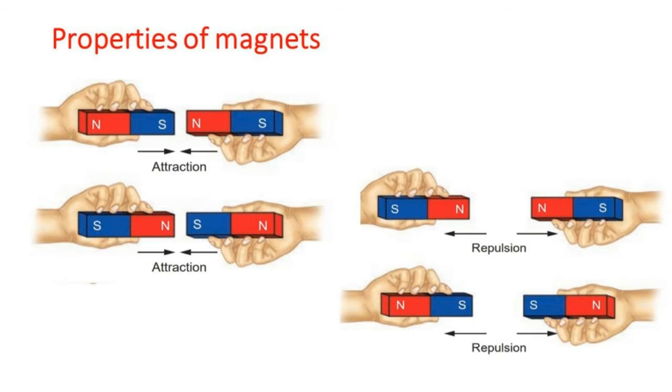So, in the given diagram, the unlike poles, south-north and north-south, attract each other. The like poles, north-north and south-south, repel each other. So the unlike poles attract each other, and like poles repel each other.